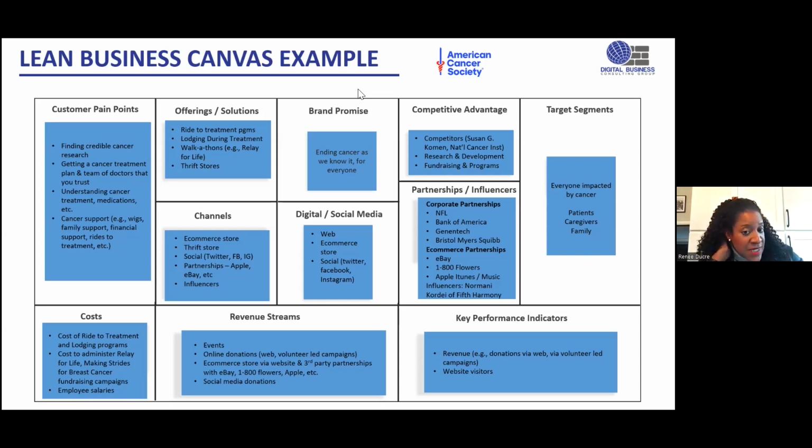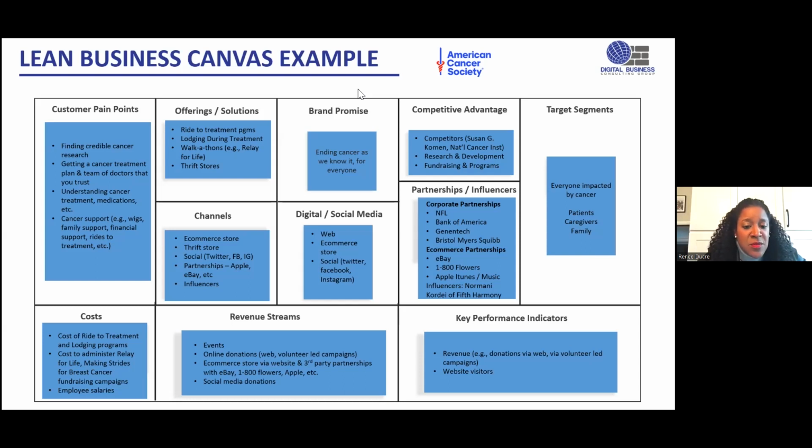Events, online donations through the web, through the volunteer-led campaigns they do with Relay for Life, and Making Strides for breast cancer. Honestly, the things they do online are probably some of the best stuff I've seen. As far as the use of social to drive money and engage volunteers, it's leadership. If you can start thinking about how you do that, they make a ton of money online every single year through the campaigns.